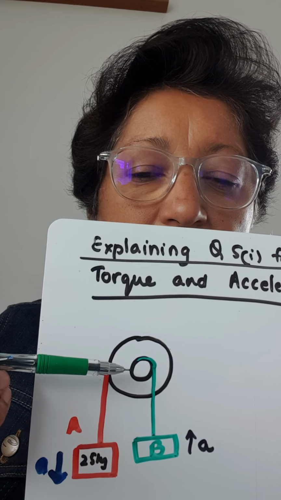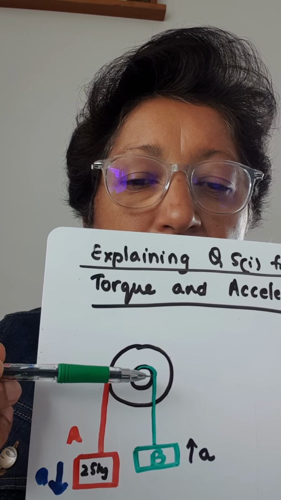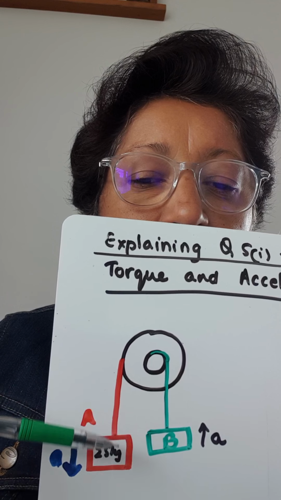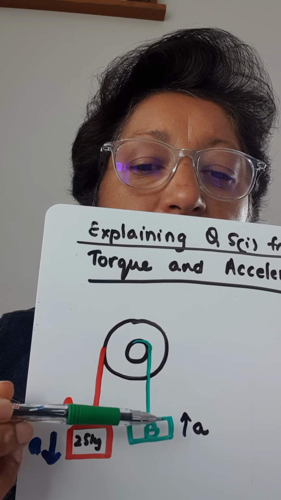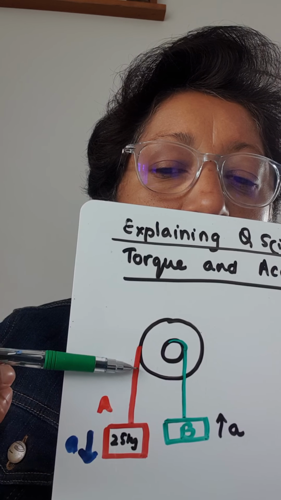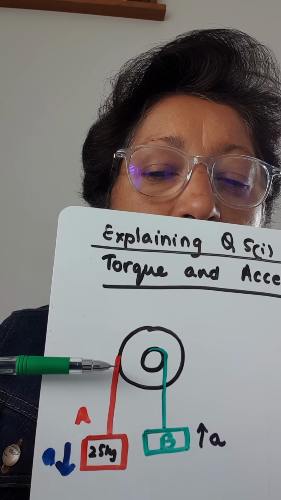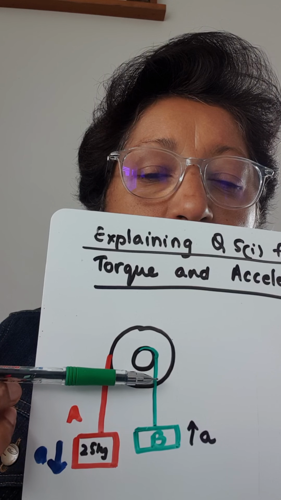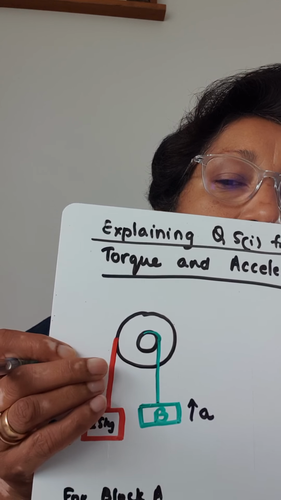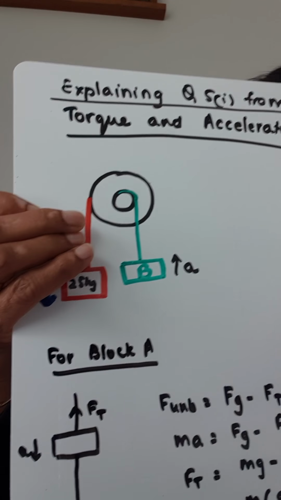So there's your wheel and your axle, and there's actually two chords. So there's block A over here and there's block B there. So when block A accelerates downwards, block B is actually going upwards. Okay, it's accelerating upwards. So that's the scenario, and I'll just take you briefly through one little part.